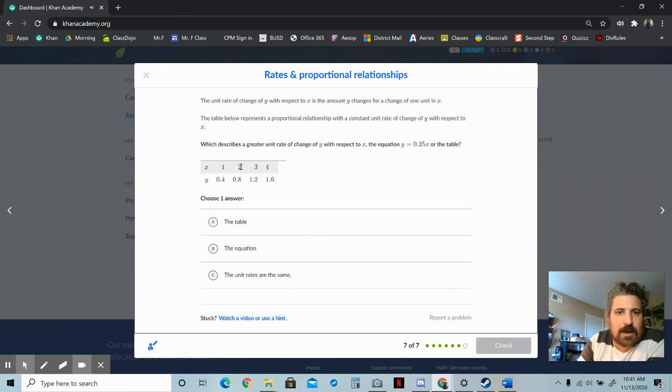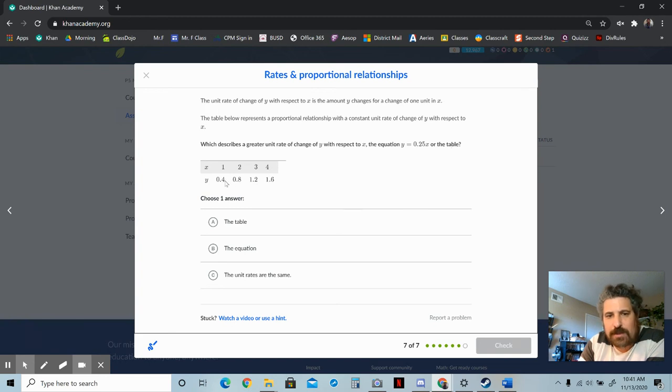All right, the unit rate of change of y with respect to x is the amount y changes for a change of 1 unit in x. The table below represents a proportional relationship with a constant unit rate of change of y with respect to x. Which describes a greater unit rate of change of y with respect to x: the equation y equals 0.25x or the table?